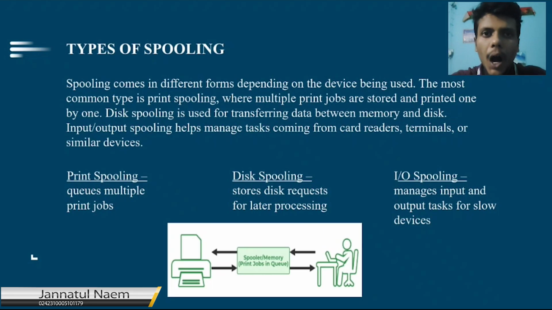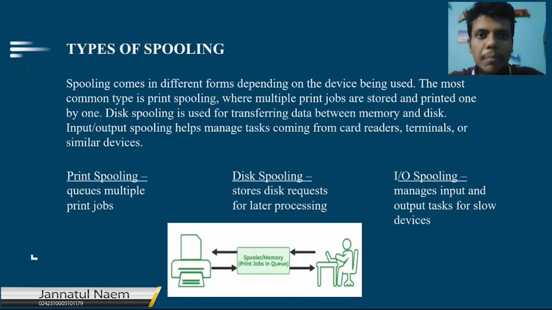Output spooling: output results are queued in storage before slow output devices like printers or displays handle them. Email message spooling: messages are kept in a queue until the server is ready to deliver them. They are widely documented in OS literature, and I can confirm they are commonly accepted categories.